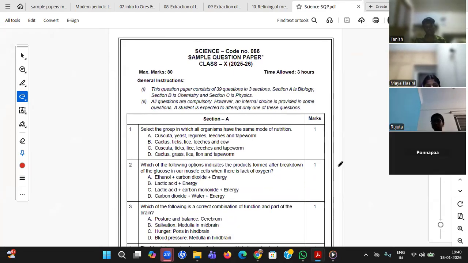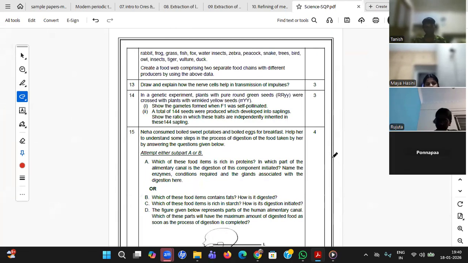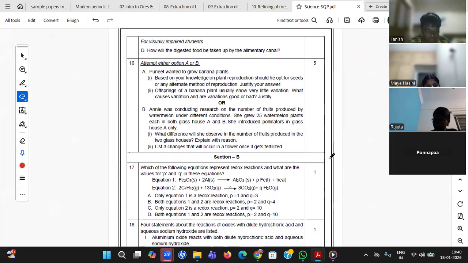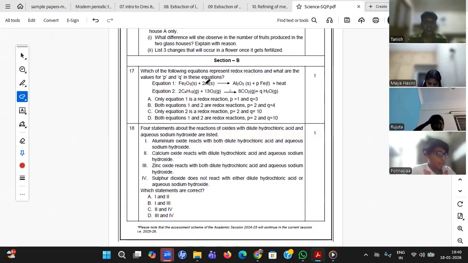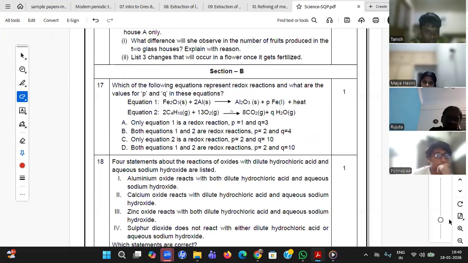So section A will be biology, section B will be chemistry, right? Yes, student. I'll just say whether this question lies in this chapter or not. Which of the following equations represent a redox reaction, and what are the values of P and Q? Redox reaction, that is actually chapter number 1. Students, as this is an MCQ, try to give the answer. Let me see who remembers chapter number 1. It's also from chapter number 2.